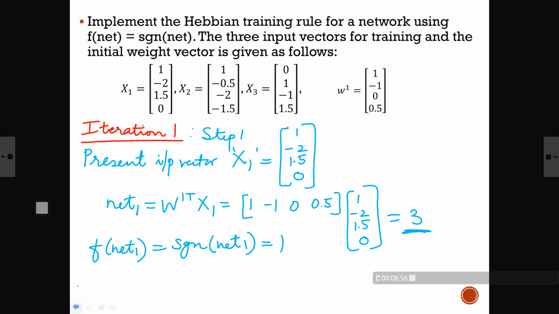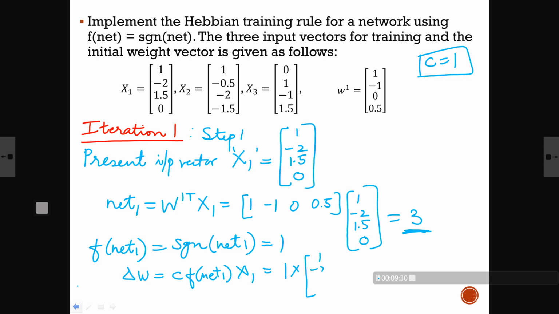After calculating this, we have to find delta W. And what is this delta W? It is C into f of net 1 into x1. Now please see, although it's not given in this particular problem, you can assume C is equal to 1. Whenever C is not given, you assume C is equal to 1. So C is 1, f of net is also 1, and x1 is this particular vector 1, minus 2, 1.5, 0.